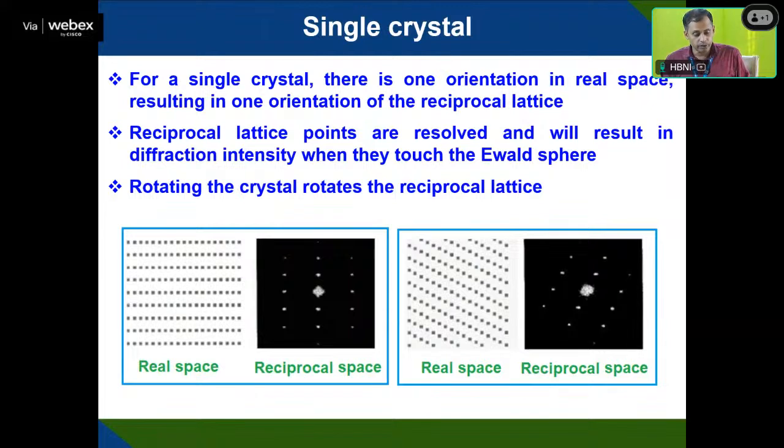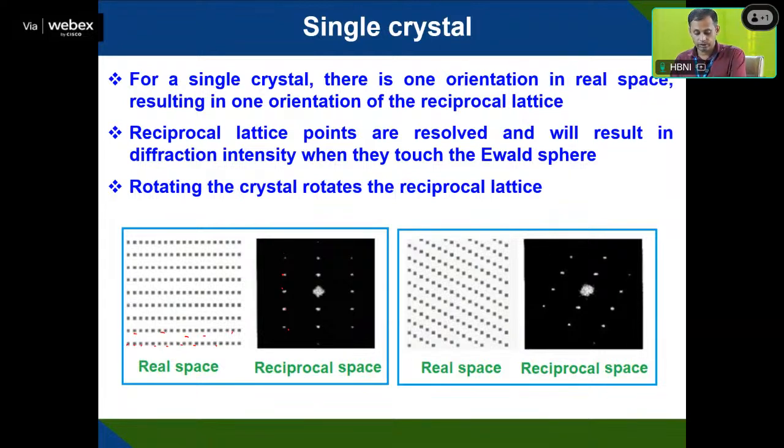So there are mainly two types of crystal structures we come across: single crystal and polycrystalline material. In polycrystalline material, many, many crystals are arranged together. But for a single crystal, there is only one orientation in real space, resulting in one orientation in reciprocal space. In real space, you will see these dots periodically arranged, and in the corresponding reciprocal lattice, you will see this type of dot planes.